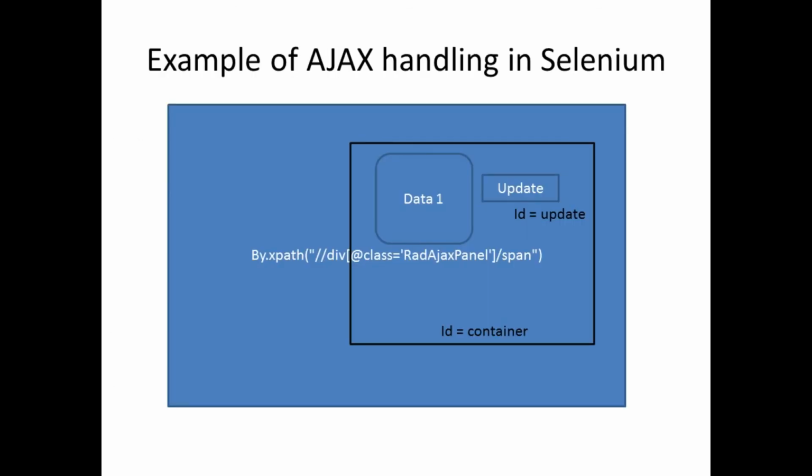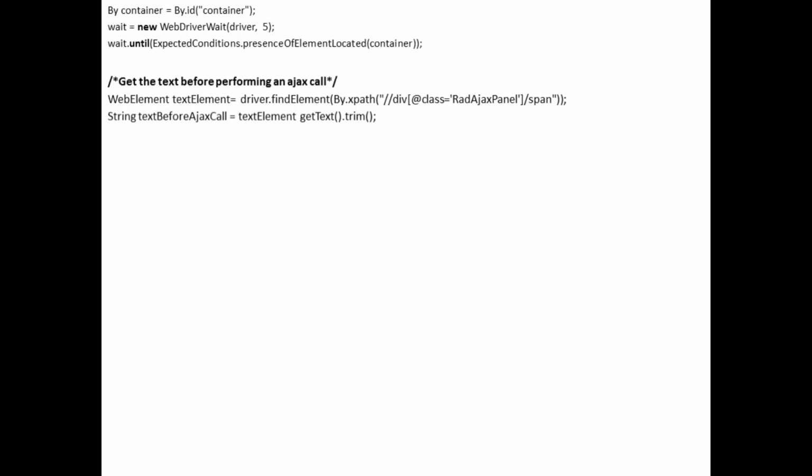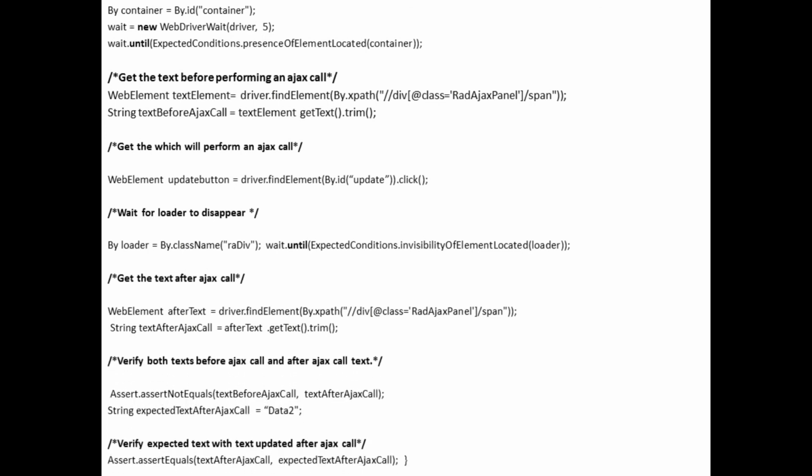So exactly what happened here, we have this site and we need to click on update so that data 1 is updated. So now we click on update. Now the loader runs, and when the loader is done, the data loading is done, we get the new data, data 2. So rather than reloading the whole page, only that section is updated, that is AJAX. And this is how we write the code in Selenium with the help of WebDriverWait or the explicit wait function, and the result is pass.